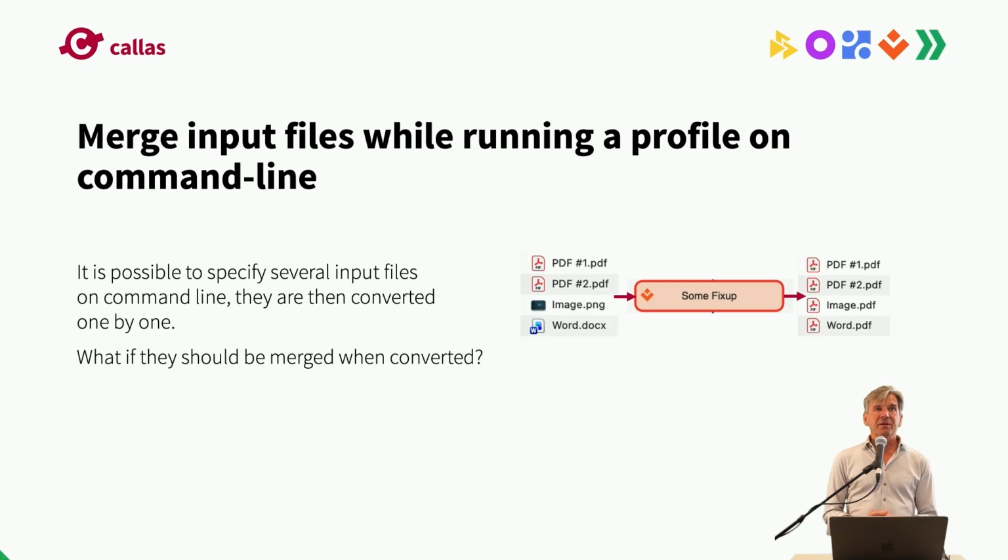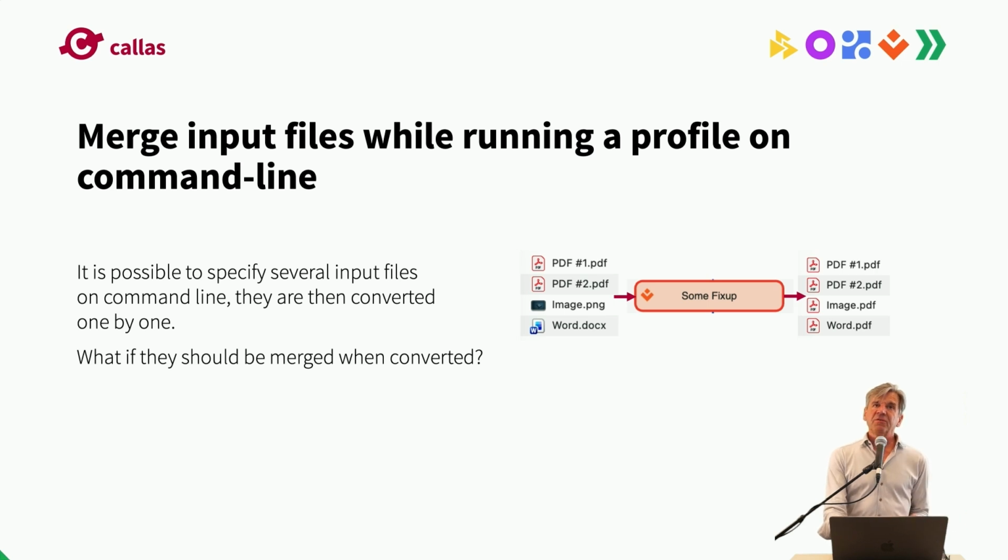So next one is merge input files. That is a command line feature. On the command line, you specify pdfToolbox, a profile, and then not just one PDF file, but a number of files, and that doesn't have to be PDF files only. It can also be PNG files and WebP files, starting today, and Office files, and then each file will be processed separately. Out of your 4 input files, you will get 4 output files.